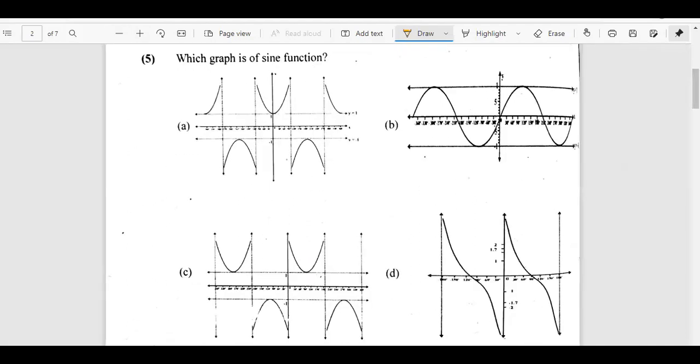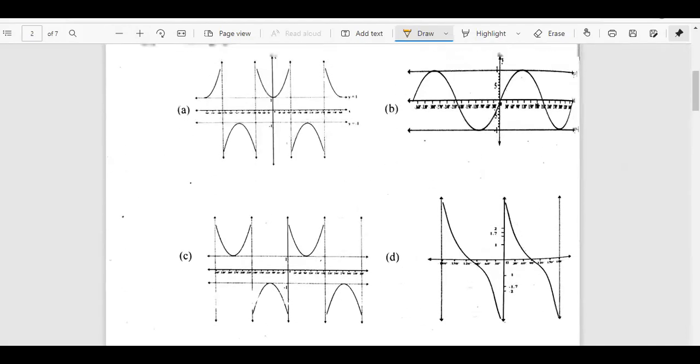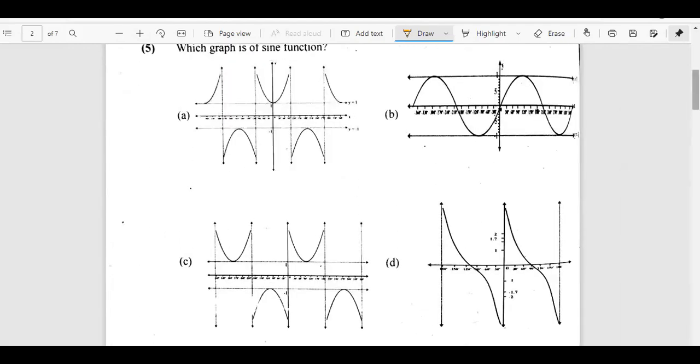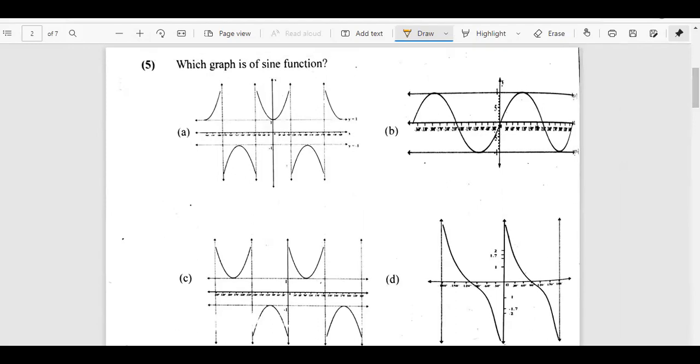Now we need to talk about the graph of sine function. This would be B option. Very well done. Excellent. Because the graph of sine is of this shape. Perfect. It would be B.